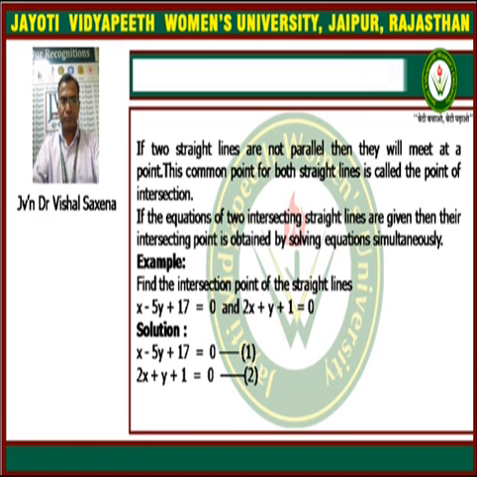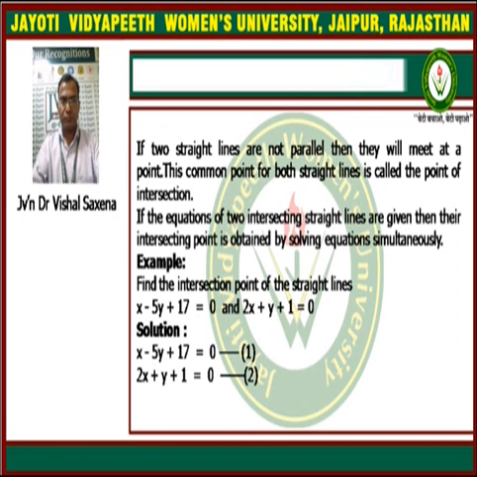If the two straight lines are parallel to each other, then definitely a1 upon a2 is equal to b1 upon b2 is equal to c1 upon c2. So these terms are proportional to each other, and in this case the lines will not intersect each other, and the intersecting point will not exist. But if the straight lines are not parallel, then the lines will intersect each other, and we can determine the intersecting point.